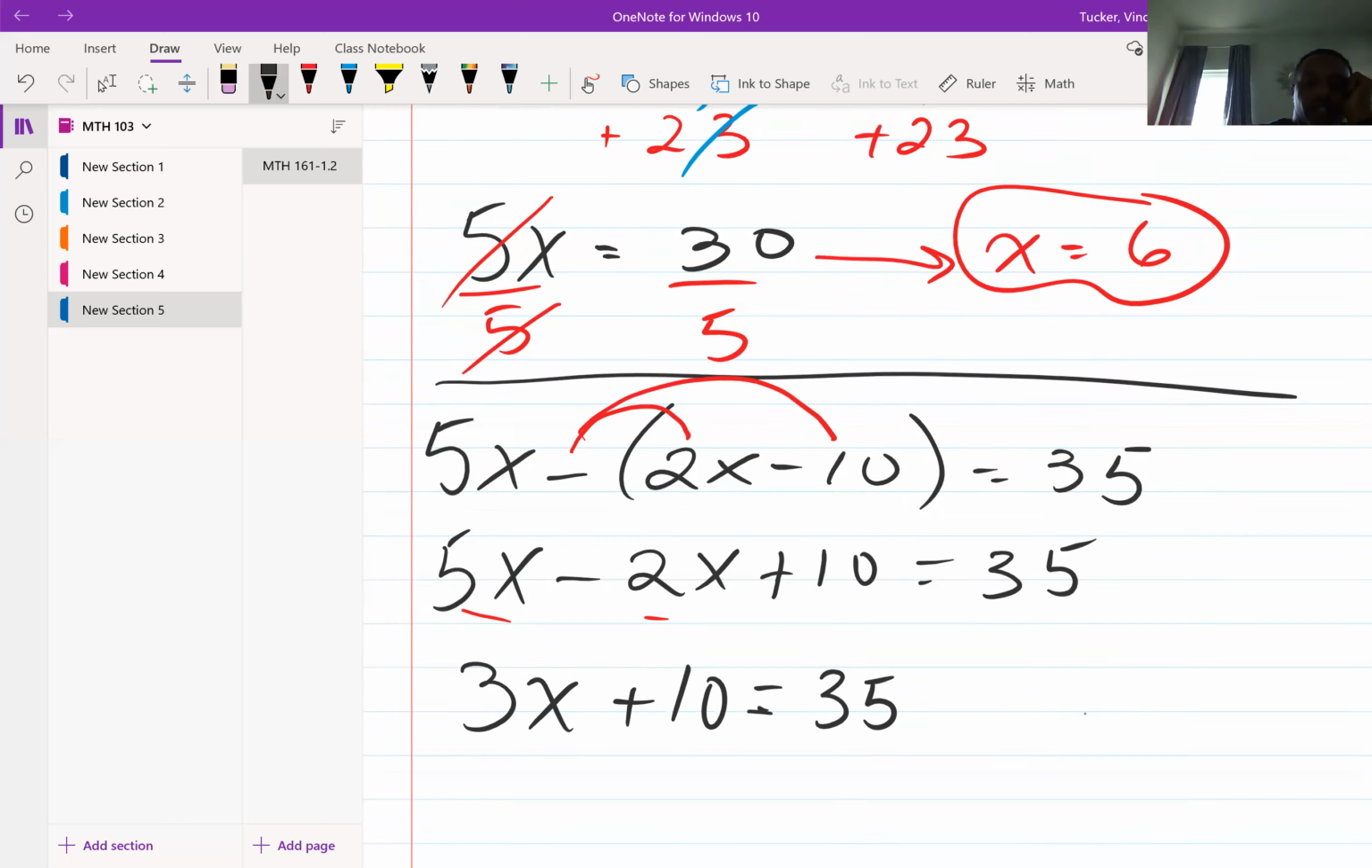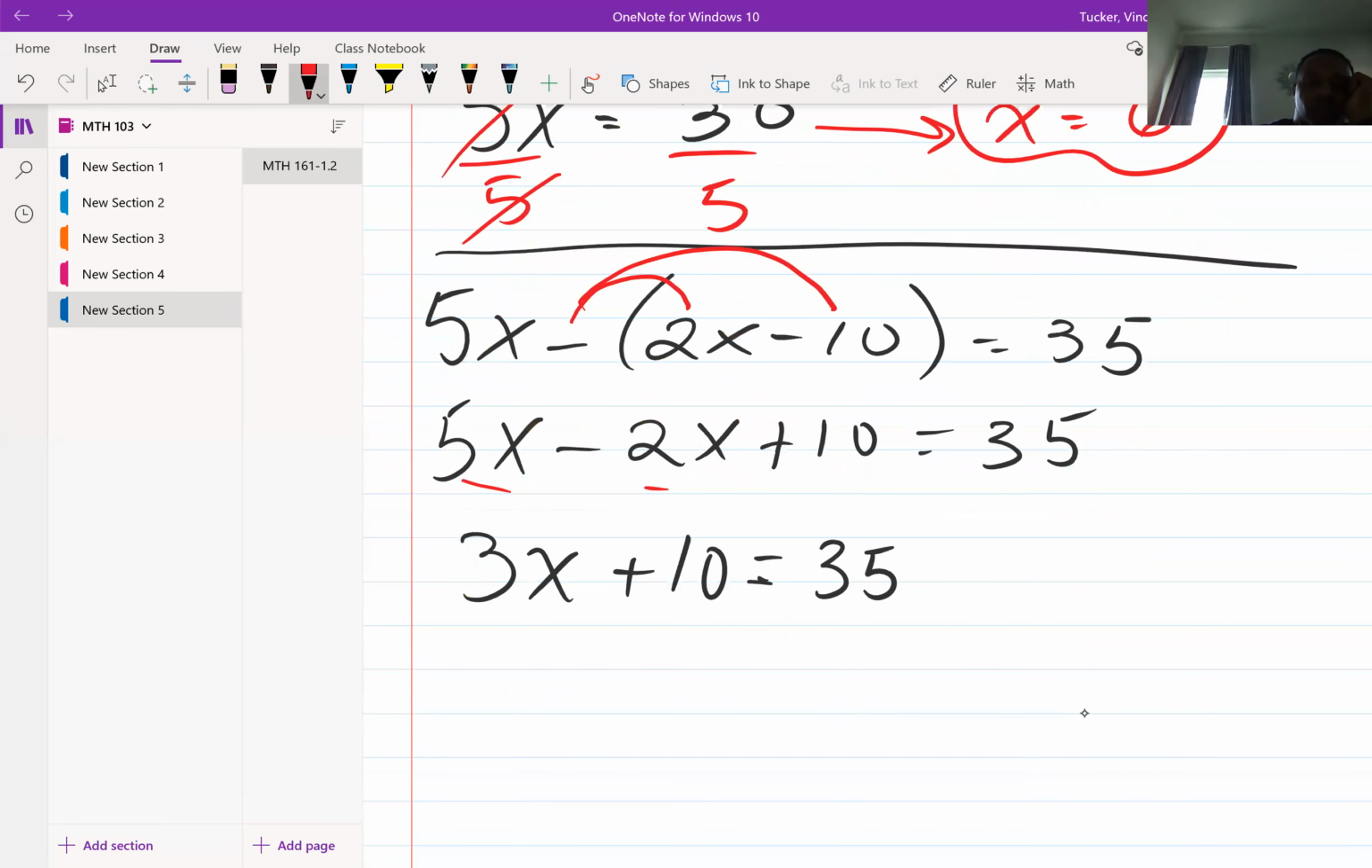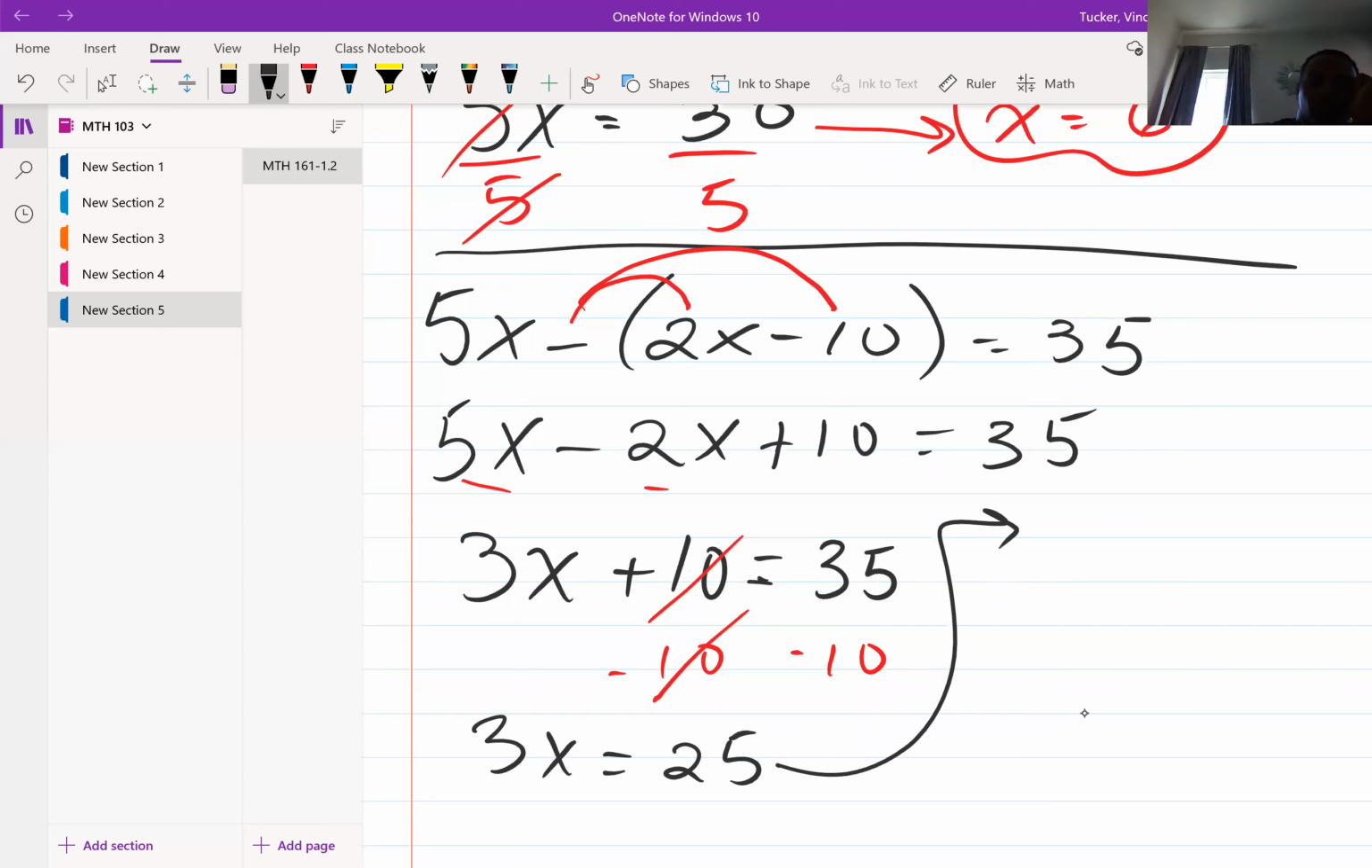All right, now we can go ahead and subtract 10 from both sides. And finish it off by dividing by 3. That'll be 25 over 3.